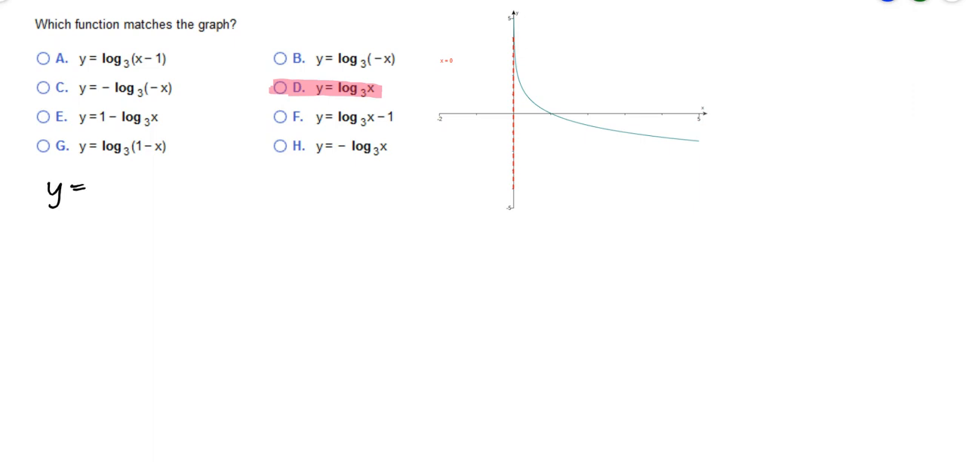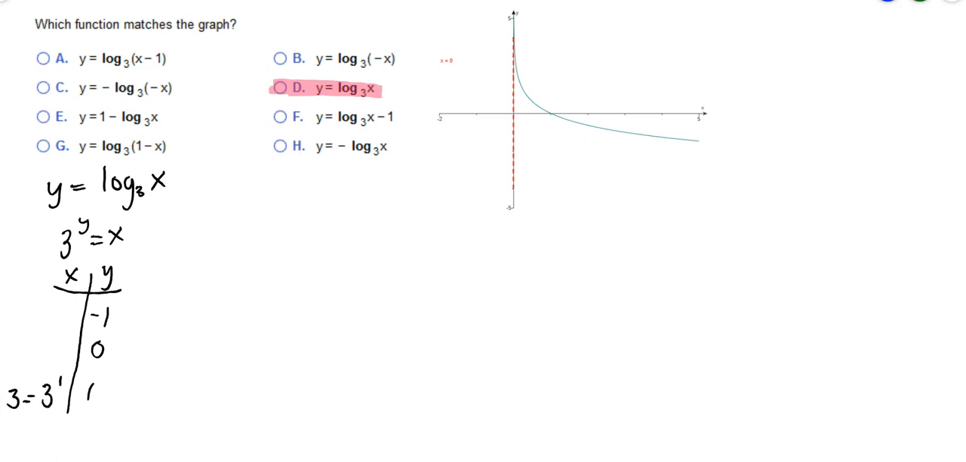So to graph y equals log base 3 of x, I'm going to first rewrite this as an exponential. As an exponential, it would be 3 to the y equals x. Now the reason I do that is because it's much easier to find ordered pairs when it's in exponential form. I'm just going to substitute a -1, 0, and 1 in for y, and we're going to get that 3 to the first is 3, 3 to the 0 is 1, 3 to the -1 is 1/3.